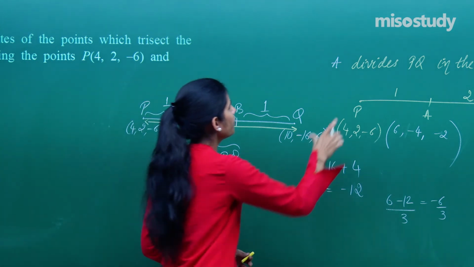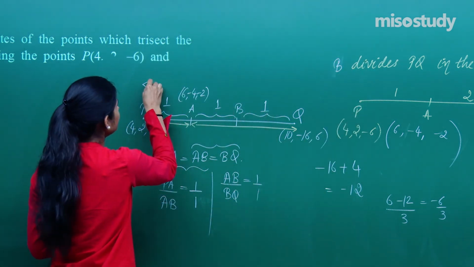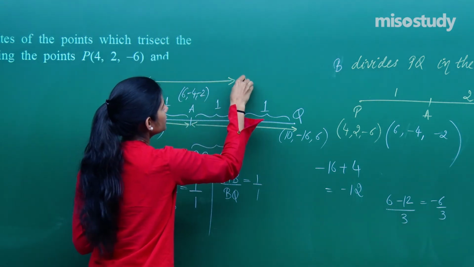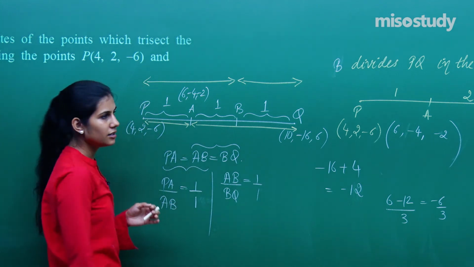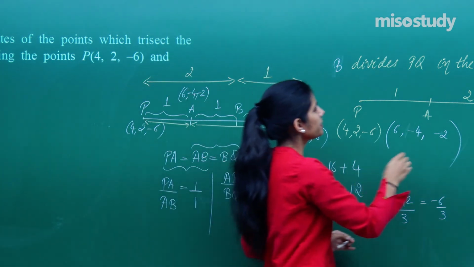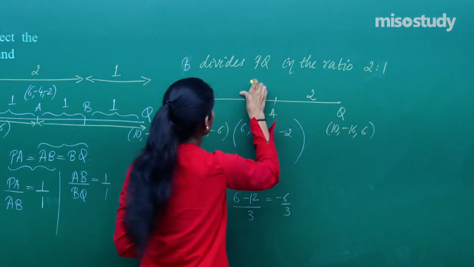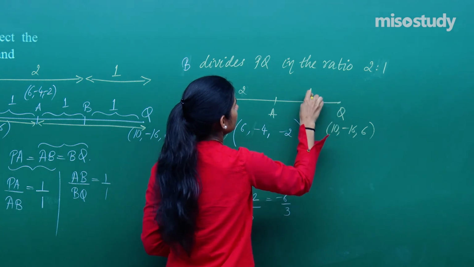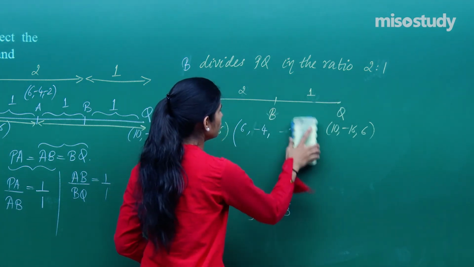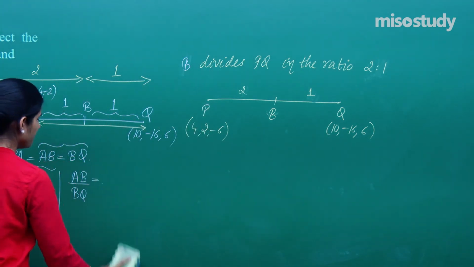What about coordinates of point B? If you focus, point B divides PQ segment in which ratio? This is to this is 2 and this much is 1. So B divides PQ in the ratio 2:1. So this would be 2, this would be 1 and this is B, whose coordinates are not known to me. Let's see what will be the coordinates of point B.